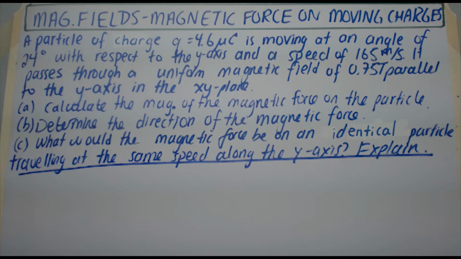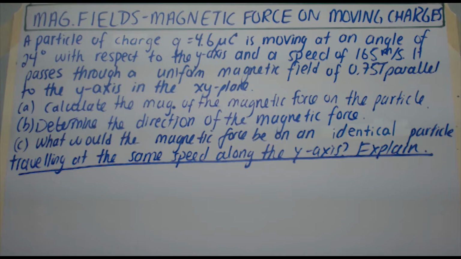Let's do magnetic fields, magnetic force on moving charges 6. A particle of charge Q equals 4.6 microcoulombs is moving at an angle of 24 degrees with respect to the y-axis and a speed of 165 meters per second. It passes through a uniform magnetic field of 0.75 Tesla parallel to the y-axis in the xy plane. For part A, calculate the magnitude of the magnetic force on the particle.